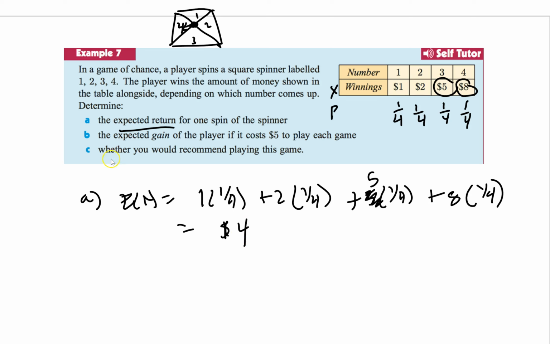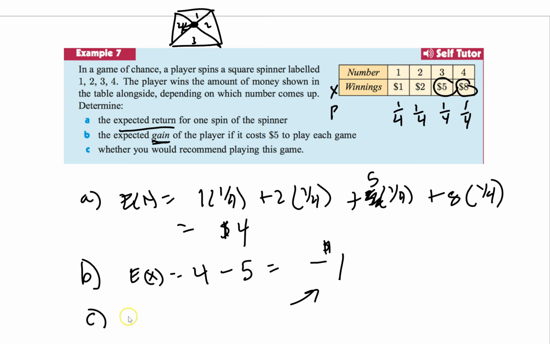So that's part A: the expected gain of a player if it costs $5 to play the game. That's a little mischievous wording there. You expect to make $4, and it costs $5 to play. So if you play this game, on average, you're going to be losing $1. So the expected gain is negative $1. I'm not cool with that wordplay, but it's a negative $1. Would you recommend playing this game? No. You lose $1 on average, it's inefficient. If you want to play a fair game or one that's in your advantage, not one where you're losing money every single time.